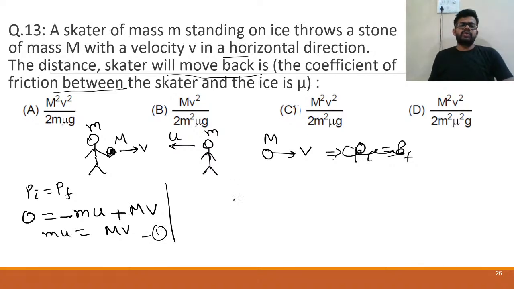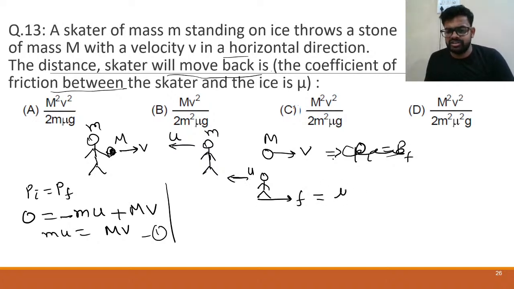Now what we need to find is how much distance this scatter will move on the surface. So simply speaking, my dear friends, this is the scatter. Its initial velocity is u in this direction. Friction is there in the opposite direction. So what is the value of friction? Friction is mu m into g, right? This is the kinetic friction.